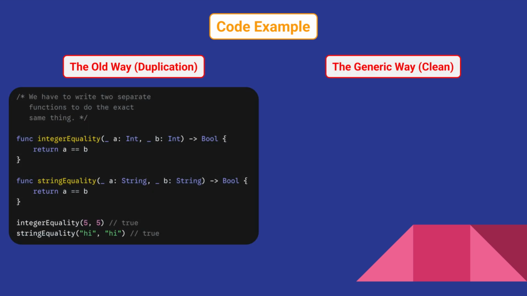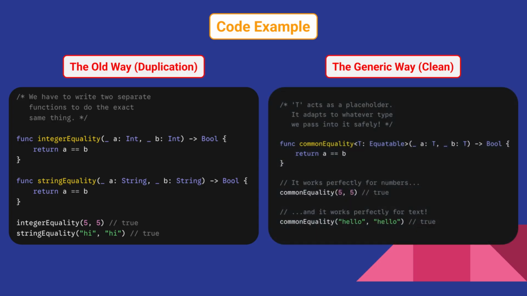Looking at the old way on the left, you can see Swift's strict type safety actually working against us. Because that first function explicitly demands integers, we cannot pass text into it without the compiler throwing an error. To get around this, developers often copy and paste the exact same logic just to change the word int to string. This violates the don't repeat yourself principle, making our code bulky and much harder to maintain if we ever need to change the logic later.